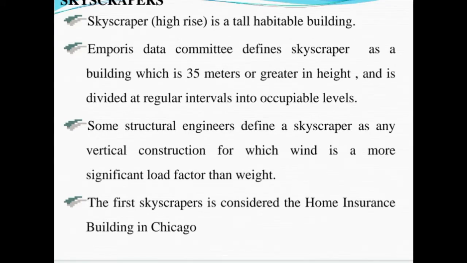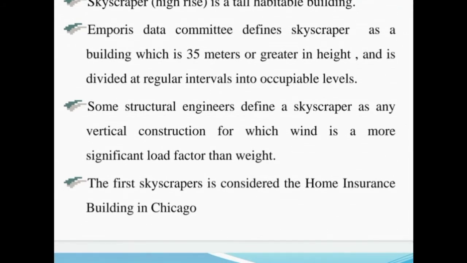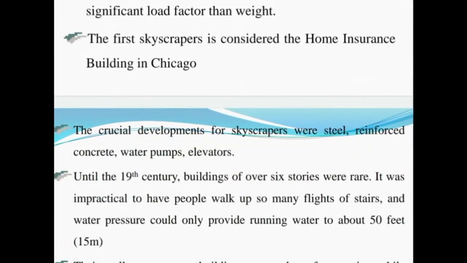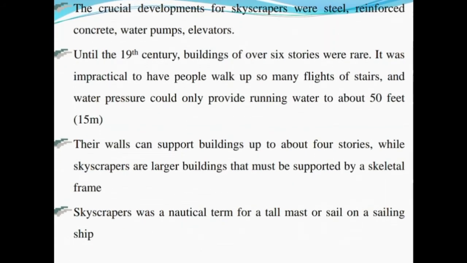A building which is 30 meters or greater in height and is divided into regular intervals and also into occupiable levels qualifies. Some structural engineers define a skyscraper as any vertical construction for which the wind is a more significant load factor than the weight. The first skyscraper is considered to be the Home Insurance Building, which was constructed in Chicago. Until the 19th century, buildings of over 6 stories were rare. It was impractical to have people walk up many flights of stairs, and the water pressure could only provide running water to about the 50 level.